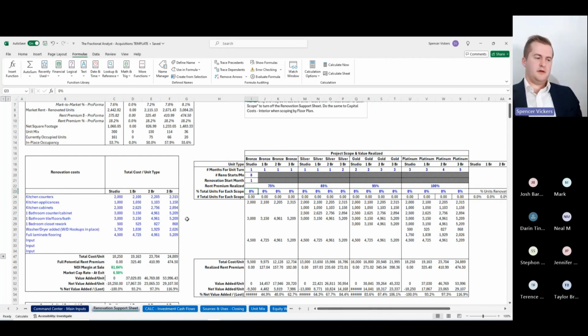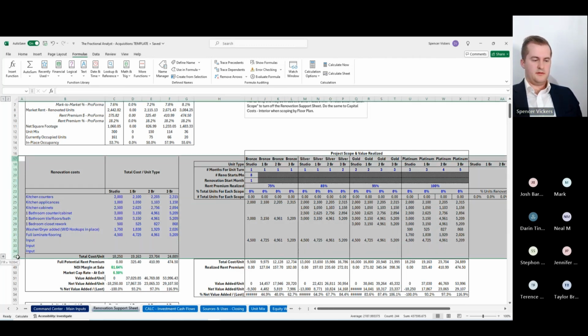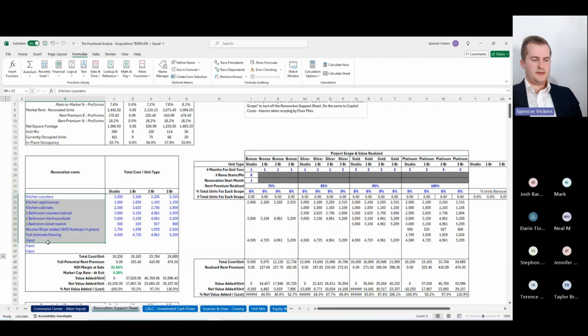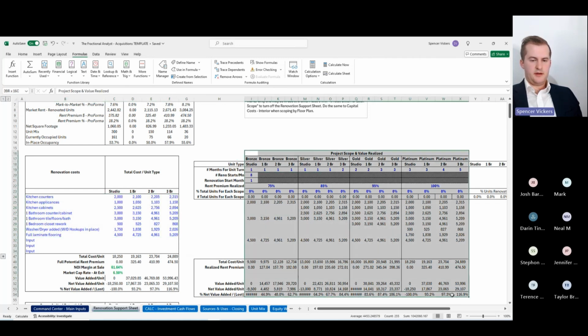So there's a lot going on this tab, but really the meat and potatoes of it is this section here. These are the specific renovations that you're going to do, right? Kitchen counters, washer, dryer, laminate flooring, all this good stuff. How much that's going to cost by floor plan. And then these are the project scope and value realized by doing these specific renovations.